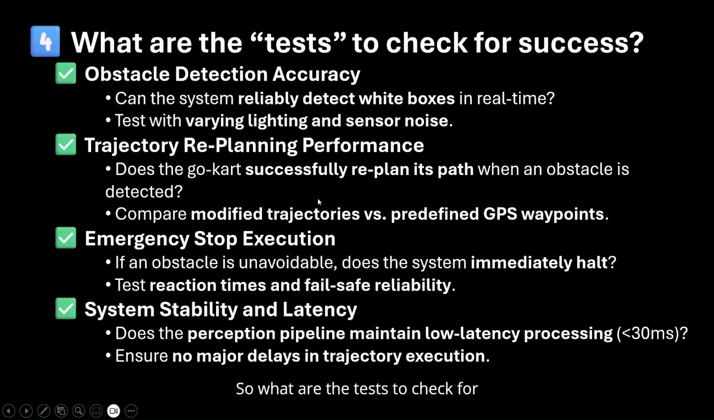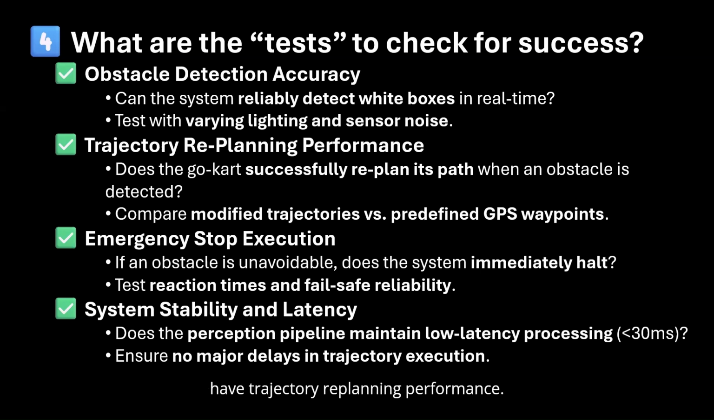So what are the tests to check for success? These four green check marks are the goals I want to hit for this project. Or if I don't hit these, they are things you should try, whoever's watching this video, if you signed up for Triton AI this quarter and you're on perception. So we have obstacle detection accuracy. Can the system reliably detect white boxes in real time? Once we have this up and running in consistent lighting, we need to test it with varying lighting and sensor noise and improve the robustness of our obstacle detection model.